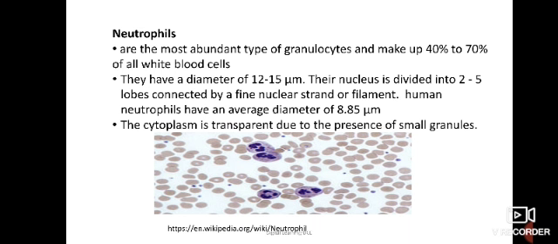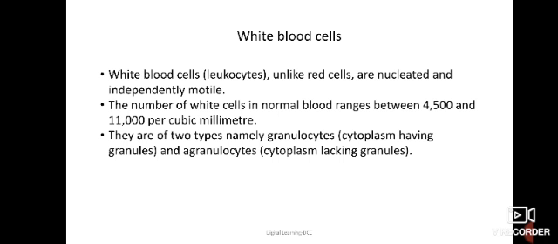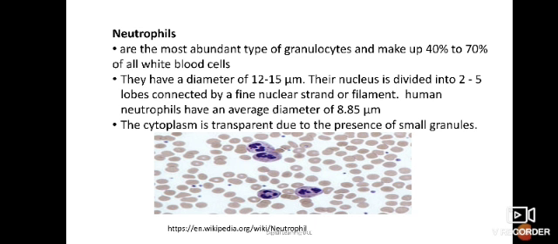The granulocytes contain neutrophils, eosinophils, and basophils. The granules in the granulocyte lineage have different affinity towards the acidic and basic stains. The major type of WBCs are neutrophils.